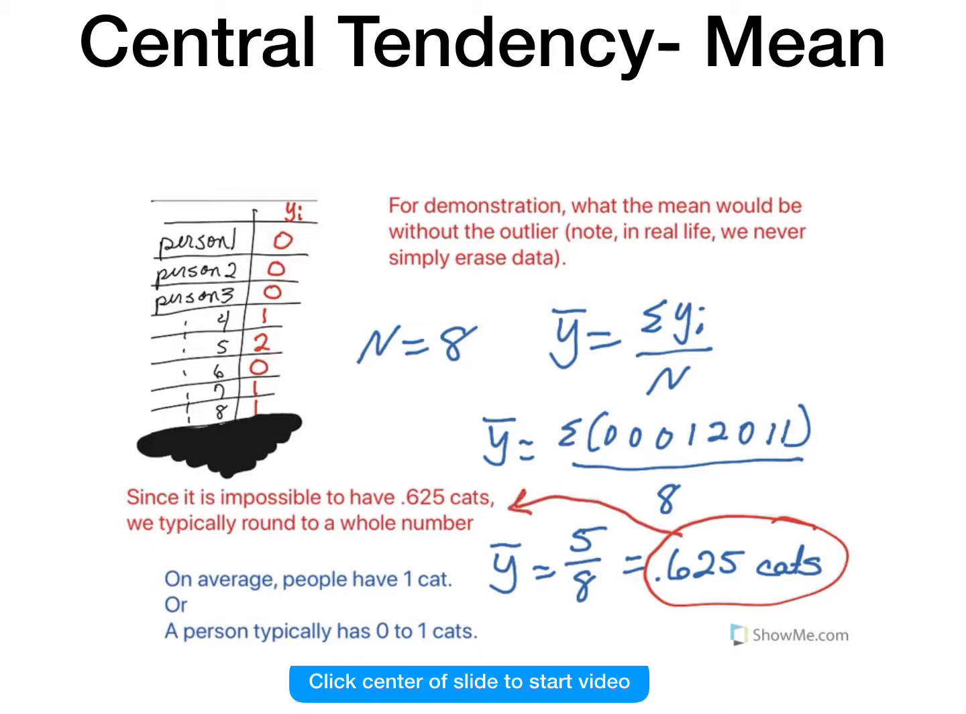And since it would be really disgusting to have basically 2/3 of a cat when it's impossible to have a fraction, we just usually round it. So you can say on average people have 1 cat, or if you want to go in between 2 numbers, say a person typically has 0 to 1 cats. And you can see without the outlier, the mean is doing a great job of describing. It captures almost every single person in the sample. Saying that people have 0 to 1 cats is a good descriptive measure.